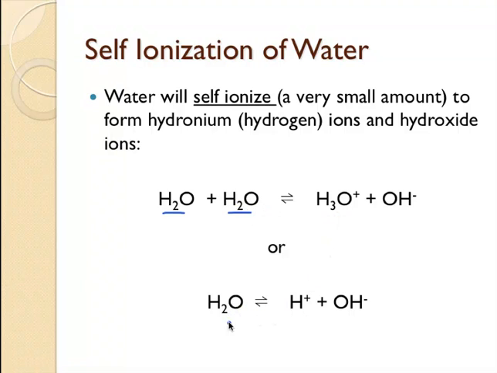Okay. Shortcut is just to write water in equilibrium with an H plus and a hydroxide. This symbol here means that this reaction does not go to completion, meaning there are some water molecules left and there are some of the products, the hydronium ion and the hydroxide ion, that also exist in solution.